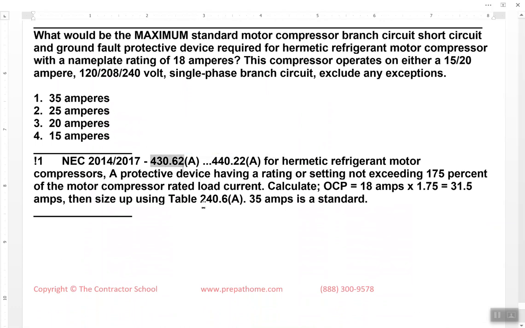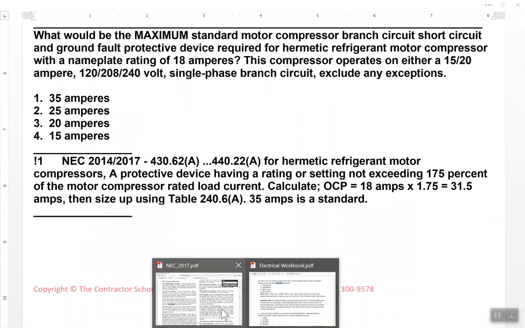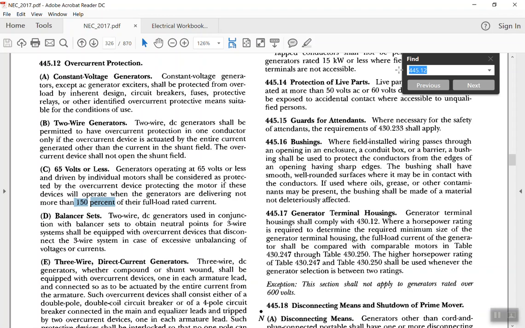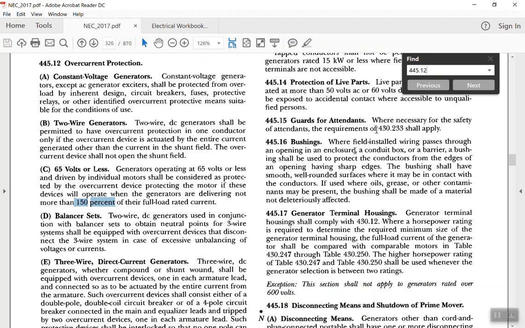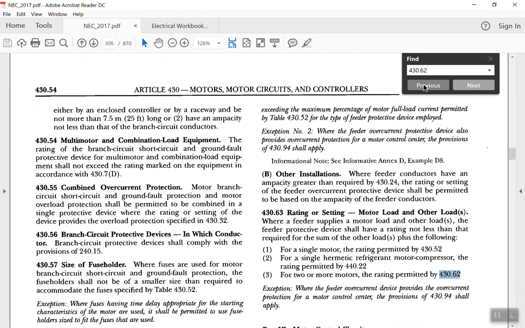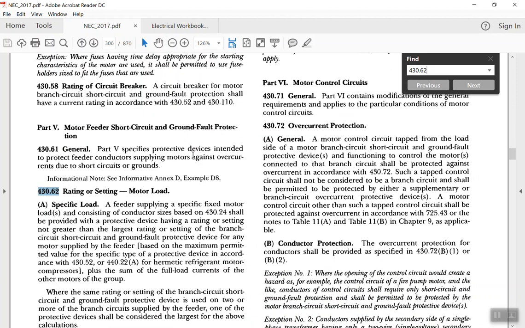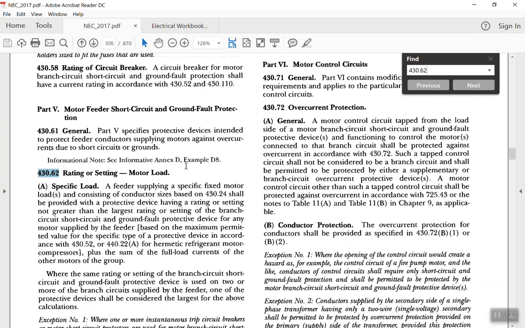430.62 in our code book. This is motors, right? Because it is a motor, but it's a hermetic refrigerant motor. So we'll probably go to two different sections here. 430.62A first. Let's go there in our code books. 430.62 is the one I need. There it is. Okay. And we go to A.